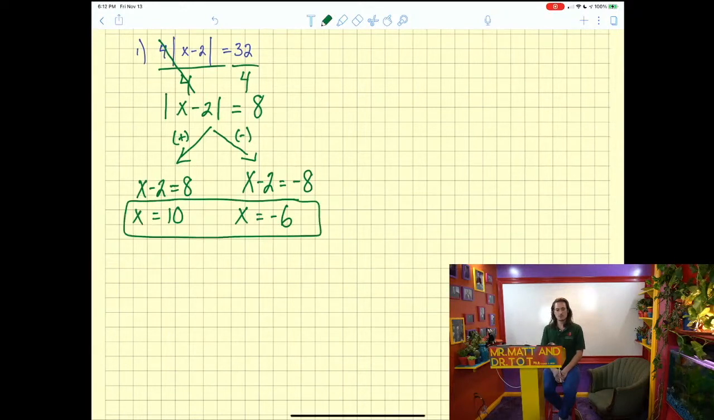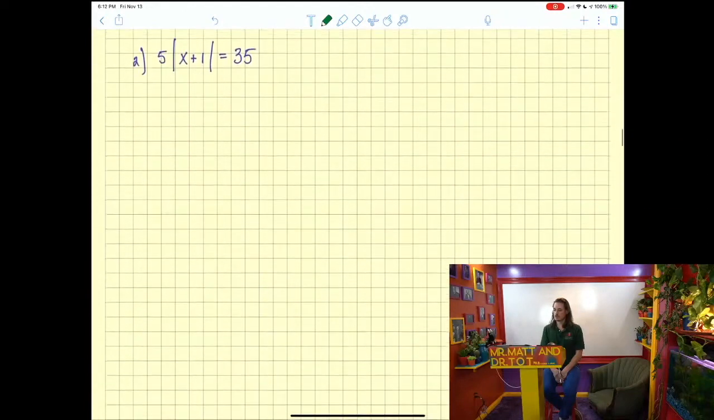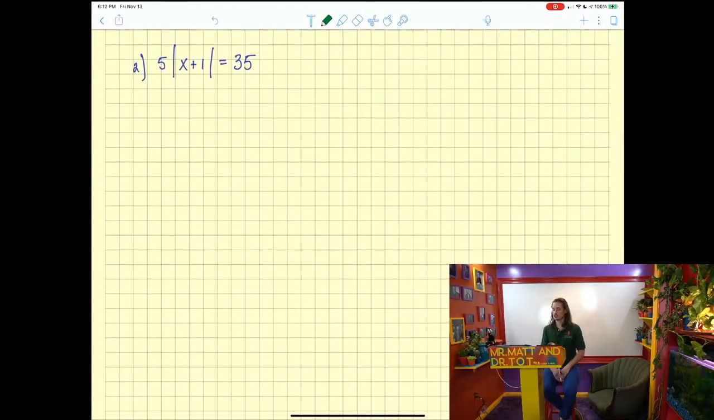If you have any questions at all, then please let me know. Otherwise, let's look at question number 2. Question number 2 says 5 times the absolute value of x plus 1 is equal to 35. So I'll give you 3 minutes, and then I'll give you the solution.